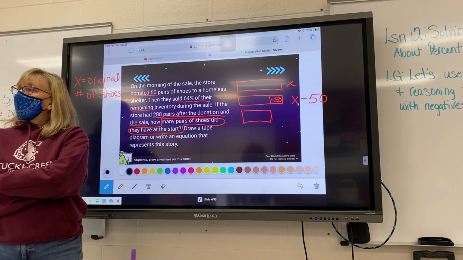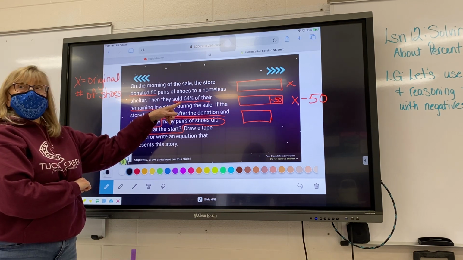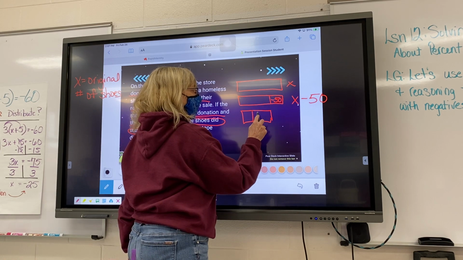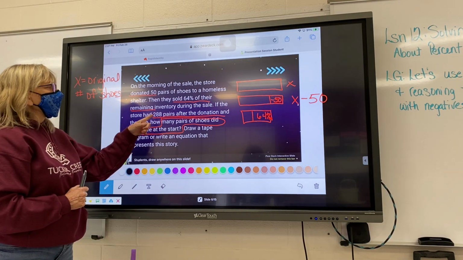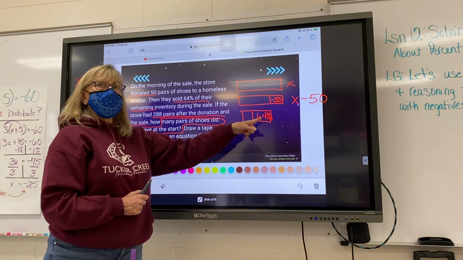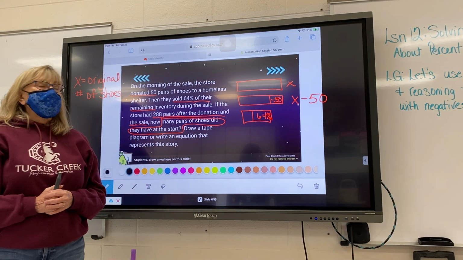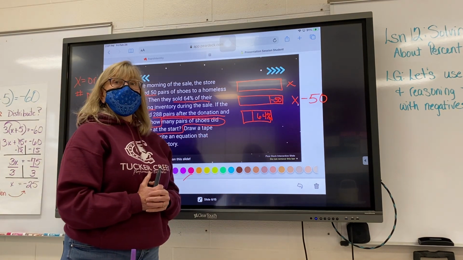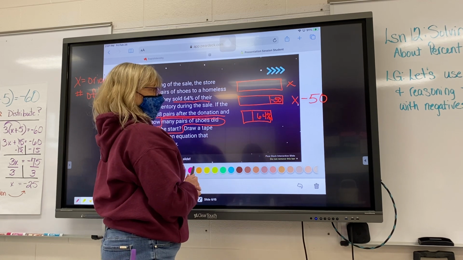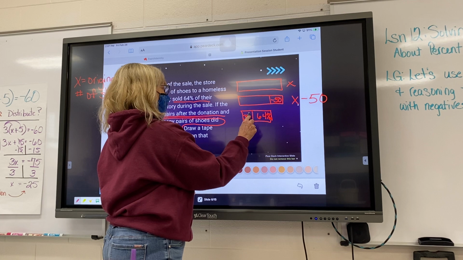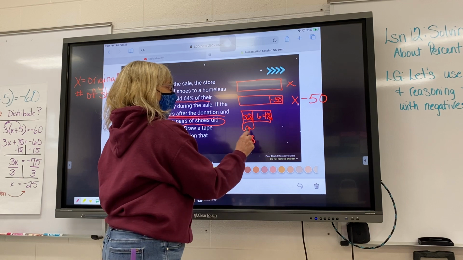What do I know about that much? That's the remaining amount. That's left. I sold 64%. What is this 288? Is that the 64% or is that what I have left? What I have left, right? So what percent is what I have left? 36. Okay, so that 36% is the 288.